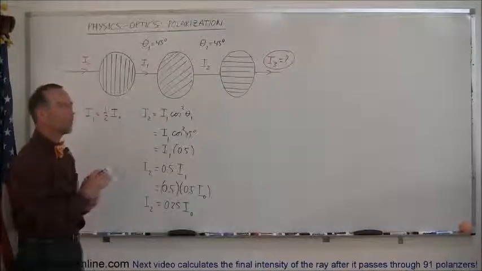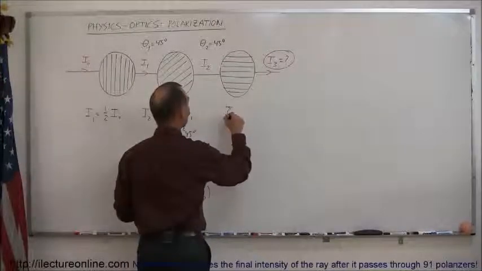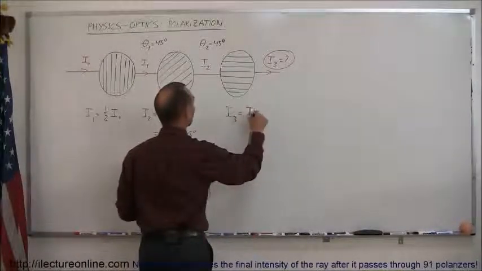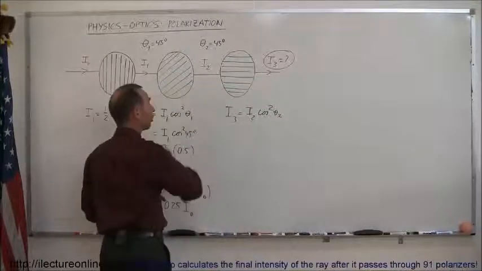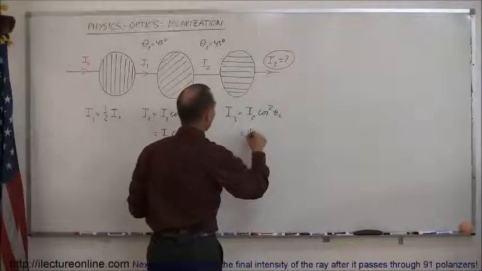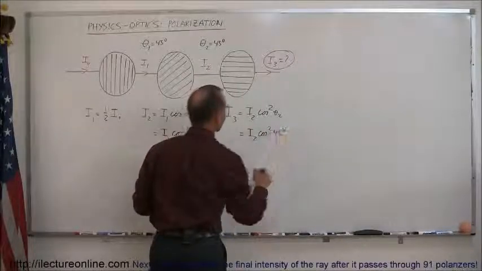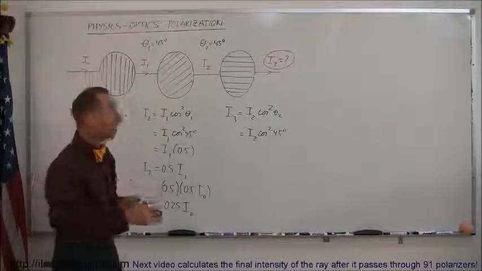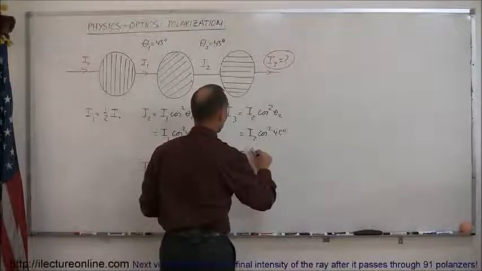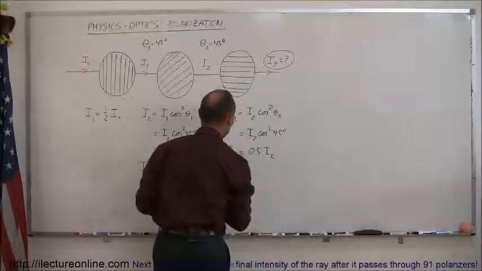So what happens now when it passes through the third polarizer? Well, what we can say here is that I sub 3 is equal to I sub 2 times the cosine squared of the second angle. The second angle also being 45 degrees, so this is equal to I sub 2 times the cosine squared of 45 degrees. And of course, the cosine of 45 degrees is 0.707. Square that, you get 0.5. So that is equal to 0.5 times I sub 2. And that's what I sub 3 is equal to.